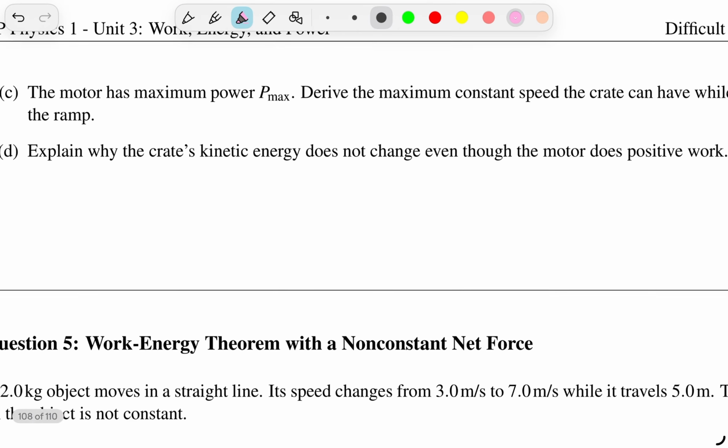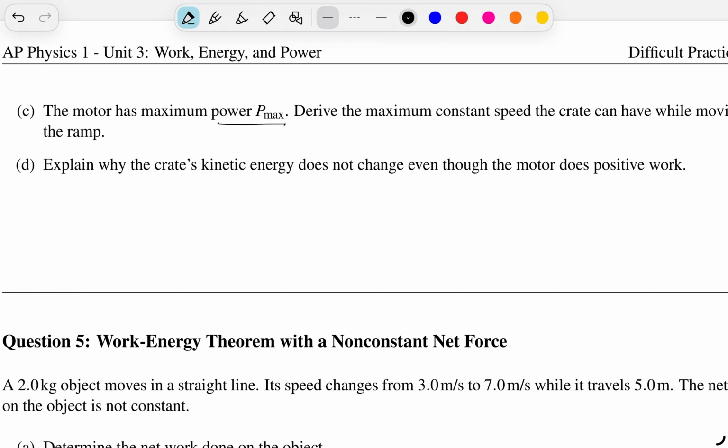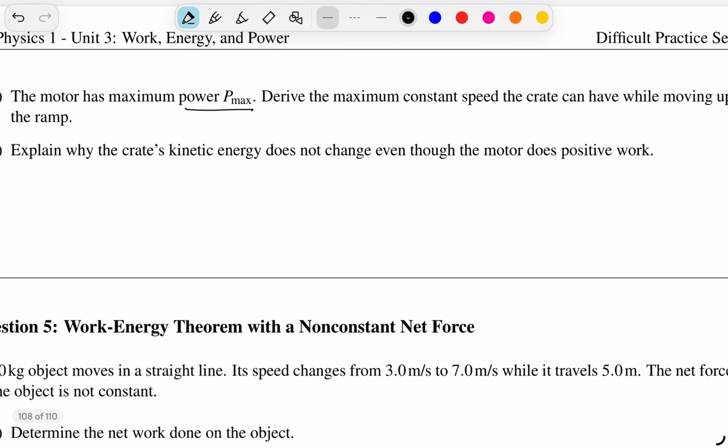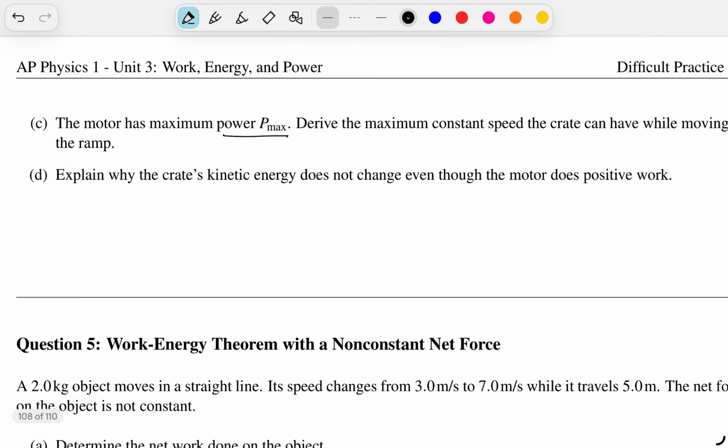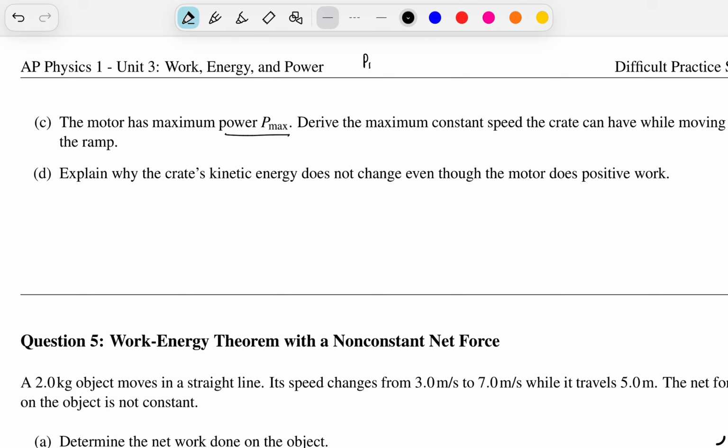Now for our next question, we are told that the motor has a maximum power of Pmax. Derive the maximum constant speed that the crate can have while still moving up the ramp. So in order to keep going up the ramp, our maximum power is equal to mg Vmax, which we had in this equation. This is just the equation from part B, plus mu k cosine theta. So then you're just solving for Vmax basically. Then you just have your maximum power is equal to mg sine of the angle theta plus mu k times cosine of the angle theta.